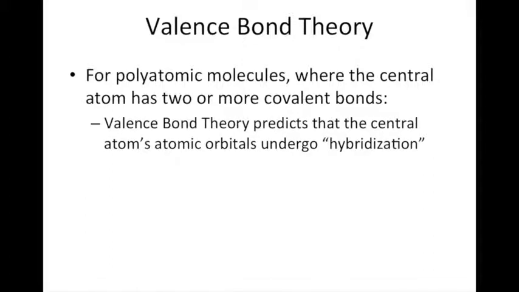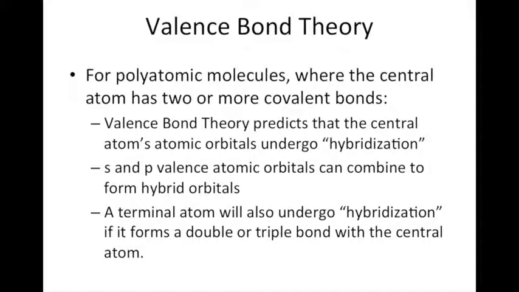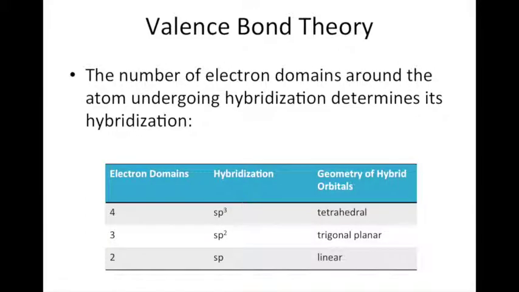So for polyatomic molecules where our central atom has two or more covalent bonds, valence bond theory, of course, predicts that the central atom's atomic orbitals will undergo hybridization. The s and p valence atomic orbitals can combine to form hybrid orbitals. And also, the terminal atom can undergo hybridization if it forms a double or triple bond with the central atom. So there are instances where not only the central atom, but also a terminal atom can undergo hybridization if it forms a double or triple bond with our central atom.